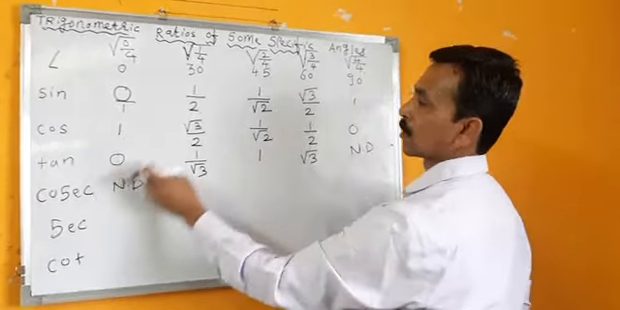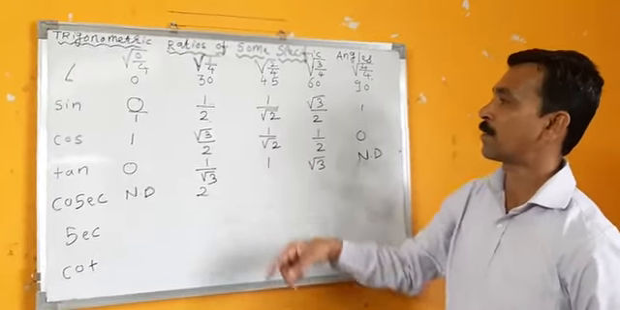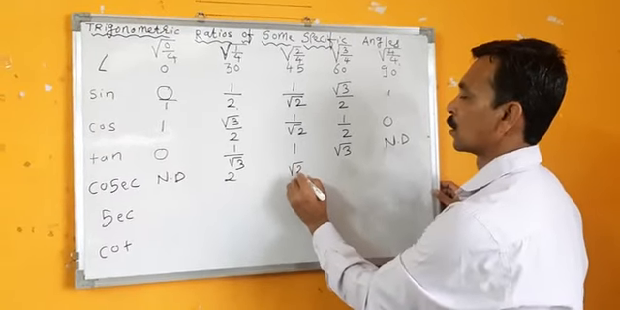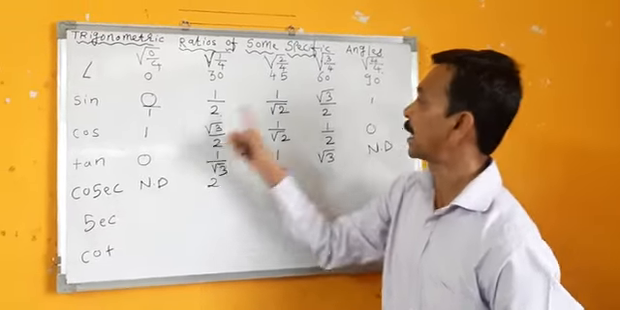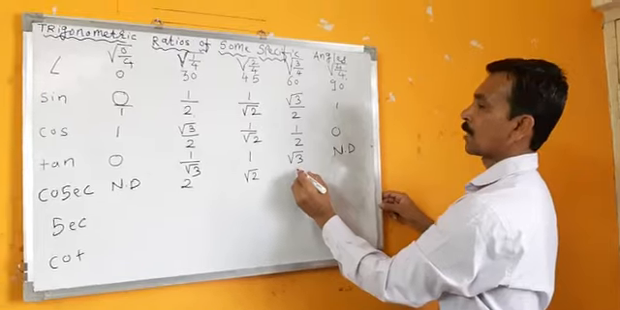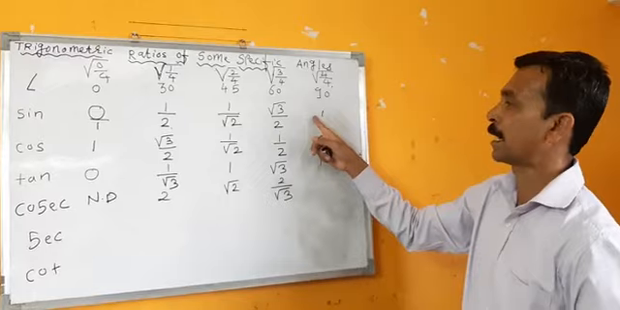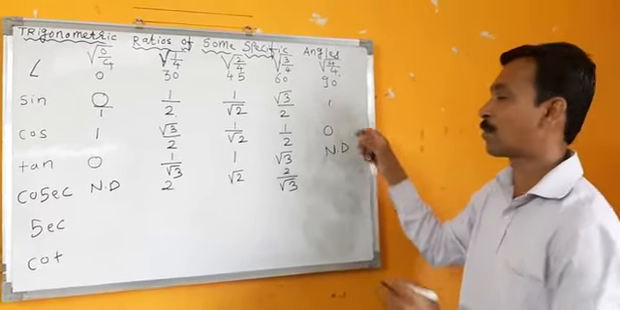Cosec 30 is the reciprocal of sine 30, which will become 2. So cosec 30 is 2. Cosec 45 is the reciprocal of sine 45, 1 by root 2. The reciprocal is root 2 by 1, which means root 2. So cosec 45 is root 2. Cosec 60 is the reciprocal of sine 60, so that will become 2 upon root 3. Now cosec 90 is the reciprocal of sine 90. What is sine 90? 1. What is the reciprocal of 1?